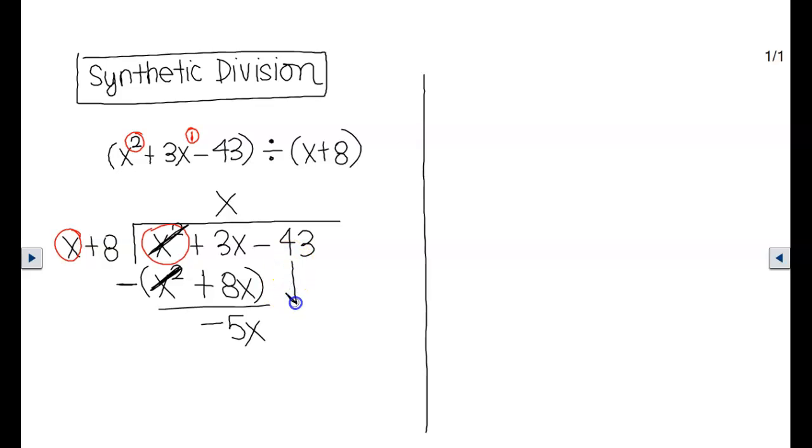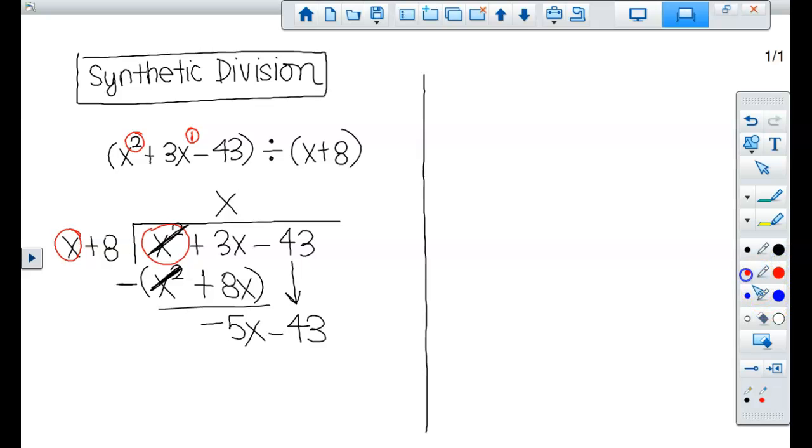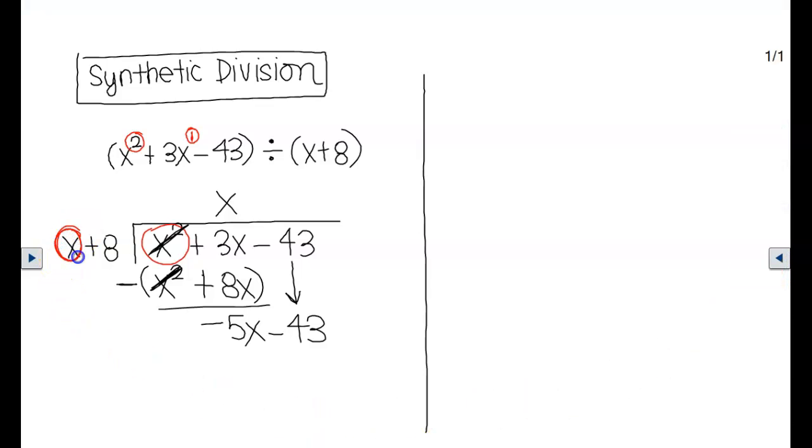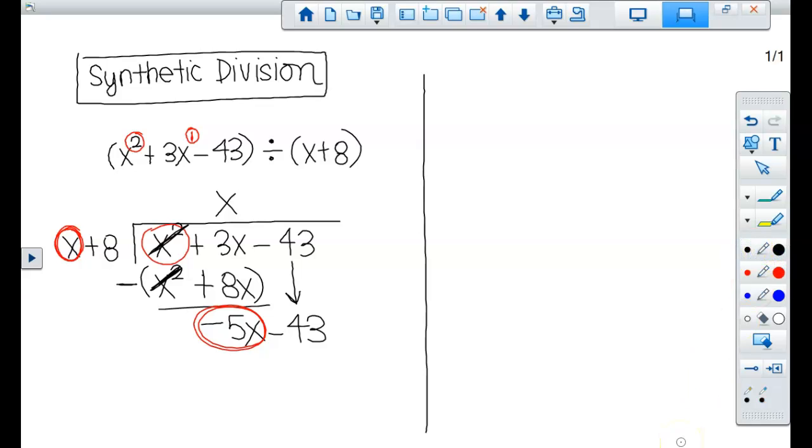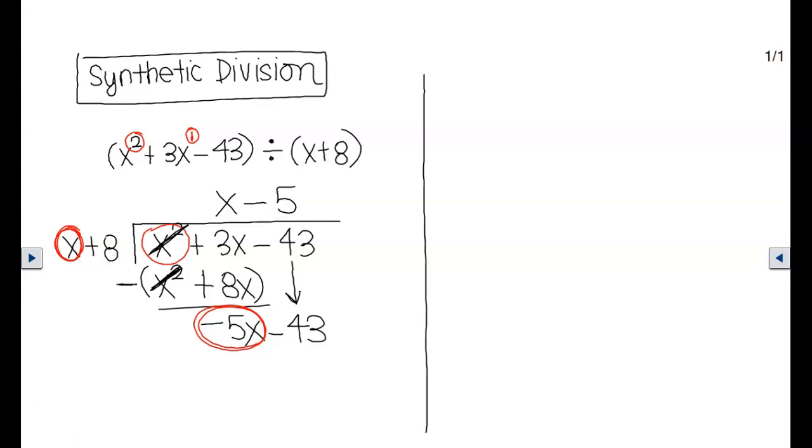Now, we're going to bring down our very next term of negative 43, and then we're going to go through our dividing process one more time. So now we're asking how many times will this x go into this negative 5x? So, in other words, what would you have to multiply times this x in order to get negative 5x as the result? And the answer is negative 5, which we put up on the top. We multiply negative 5 times x and get negative 5x. And then negative 5 times 8 and get negative 40.